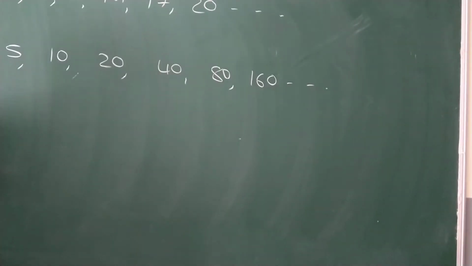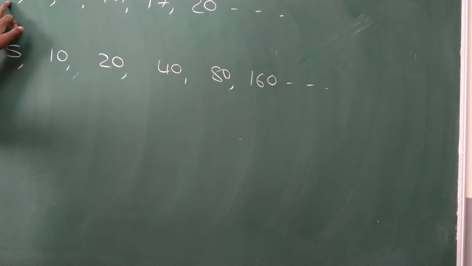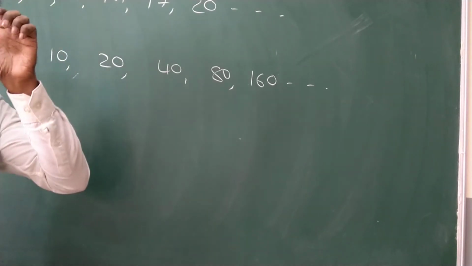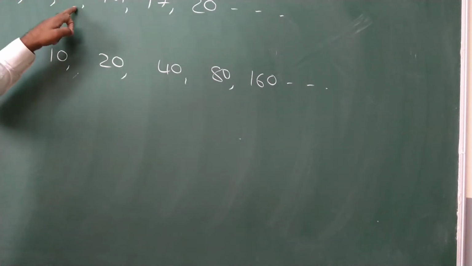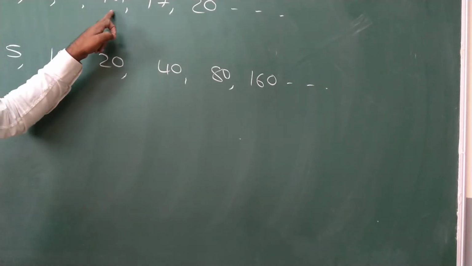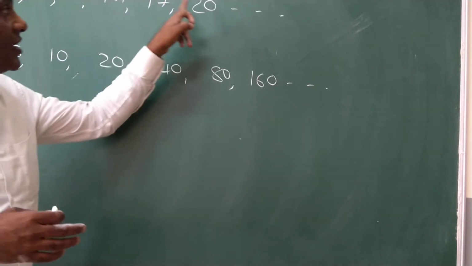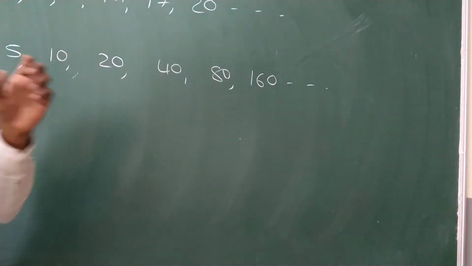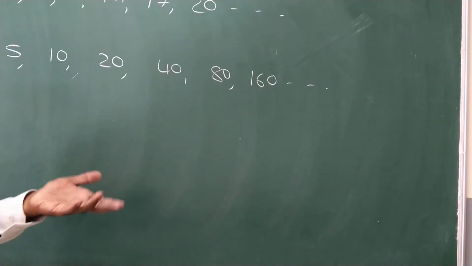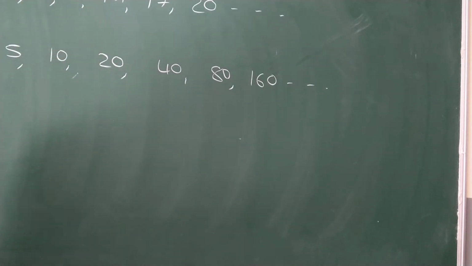If you observe these numbers, what is your conclusion? These numbers are formed according to a particular rule. The rule is 3 is added: 5 plus 3, 8; 8 plus 3, 11; 11 plus 3, 14; 14 plus 3, 17; 17 plus 3, 20. That means all the numbers are connected with a particular rule. The rule is 3 is added.